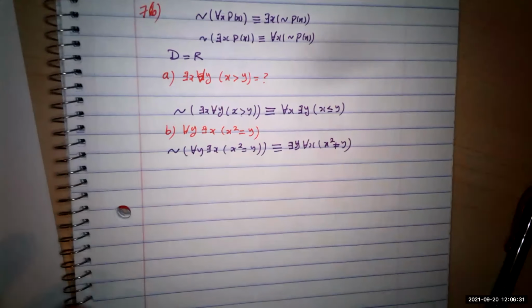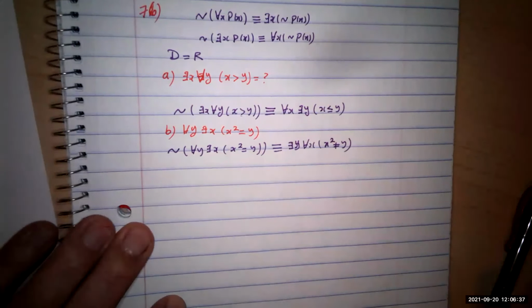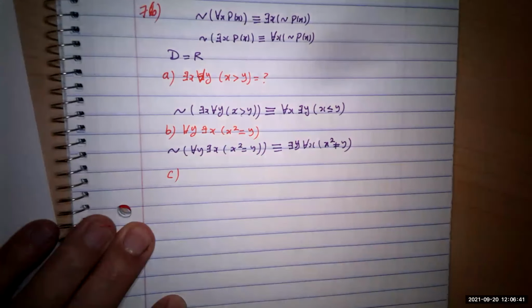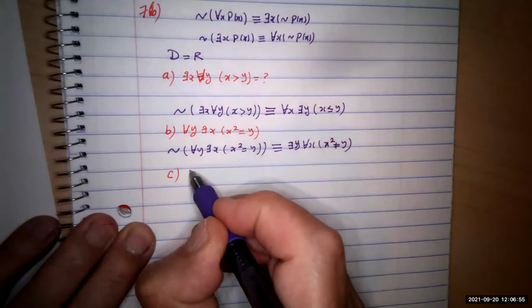Okay, so that would be part B. Nothing special about this. Going to part C, you can have more than two variables. It doesn't matter. For part C here, the question is this one.